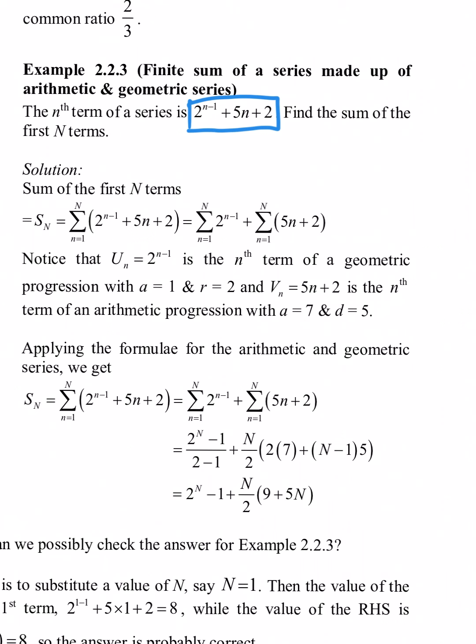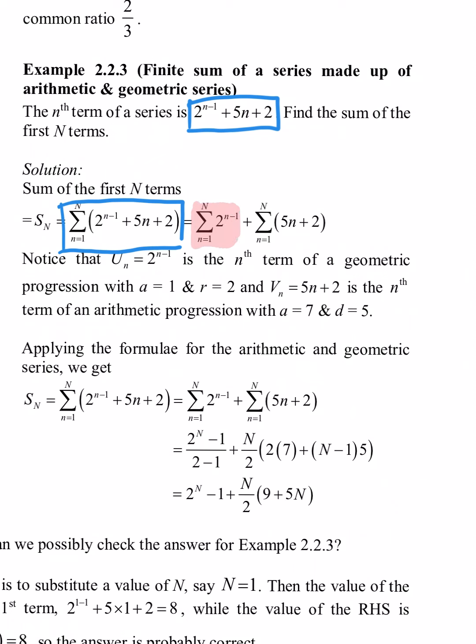So the sum of the first n terms is given by summing from n equals 1 to capital N of this whole expression. You see that we can split it up into the sum of 2 to the power n minus 1 and the sum of 5n plus 2. Firstly, let's look at this part.